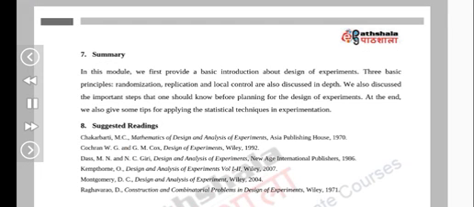7. Summary. In this module, we first provided a basic introduction about design of experiments. The 3 basic principles, randomization, replication and local control, are also discussed in depth. We also discussed the important steps that one should know before planning for the design of experiments. At the end, we also gave some tips for applying the statistical techniques in experimentation.